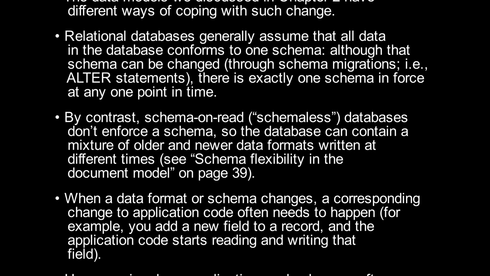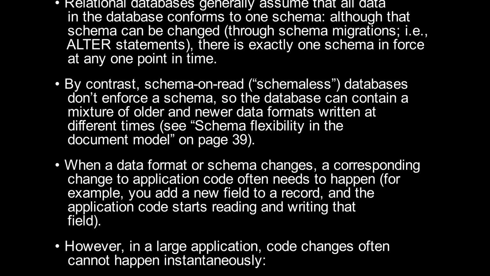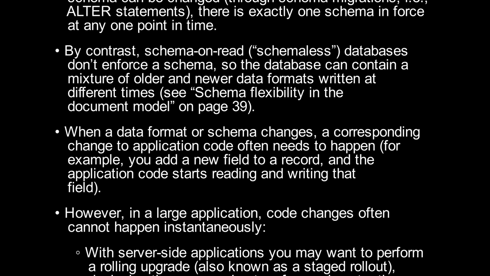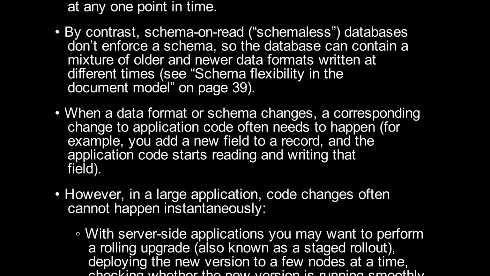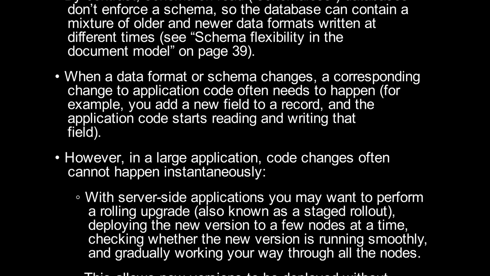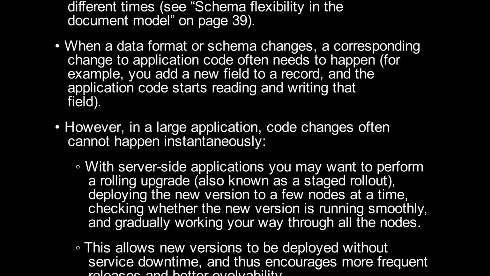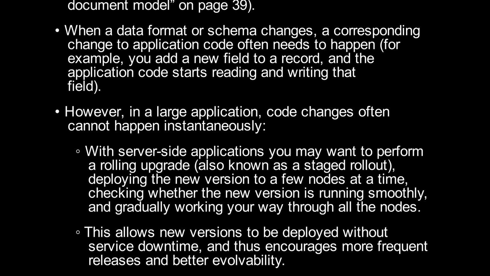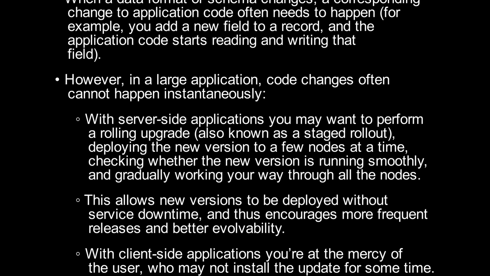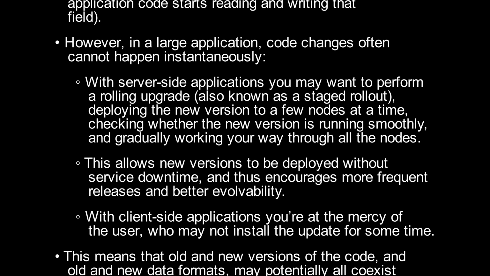When a data format or schema changes, a corresponding change to application code often needs to happen. For example, you add a new field to a record, and the application code starts reading and writing that field. However, in a large application, code changes often cannot happen instantaneously. With server-side applications, you may want to perform a rolling upgrade, also known as a staged rollout, deploying the new version to a few nodes at a time, checking whether the new version is running smoothly, and gradually working your way through all the nodes. This allows new versions to be deployed without service downtime, and thus encourages more frequent releases and better evolvability.